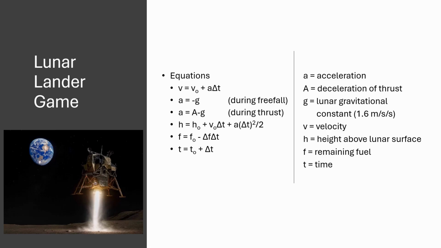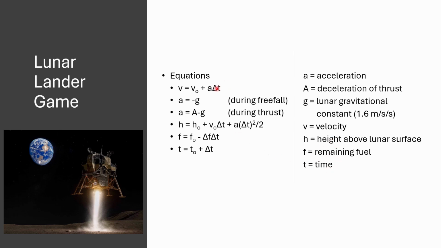The trajectory of the LEM approach on the moon is going to be based on classical physics. We have some inputs here. The little a is going to be acceleration, big A is deceleration of thrust. G is the lunar gravitational constant, which is going to be 1.6 meters per second squared. V is velocity, H is height above lunar surface, F is remaining fuel, and T is time.